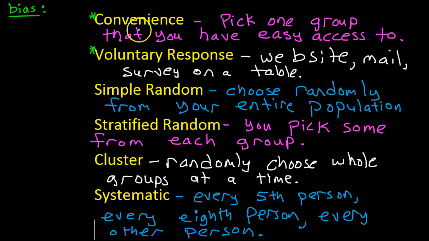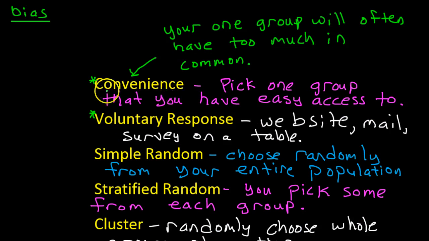If you happen to walk into a freshman classroom, the average height in there is going to be relatively short compared to the whole school. So that sample would be biased in the direction of being too short. Again, bias just means your sample measurement does not well represent the entire population. Okay, so in general, I could say convenience sample will often be biased because your one group will often have too much in common.